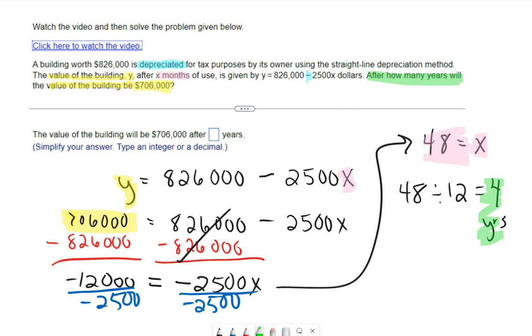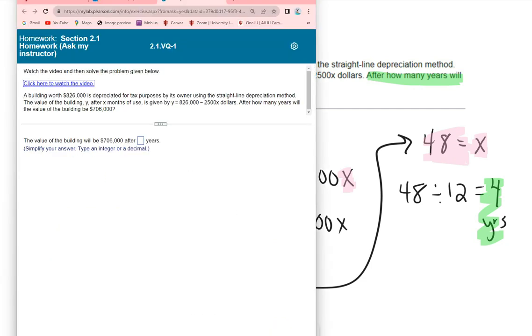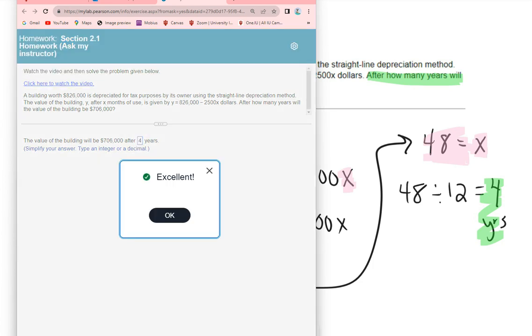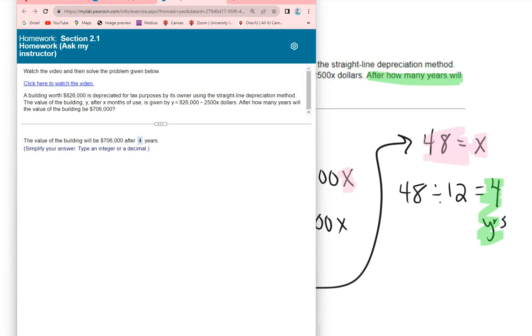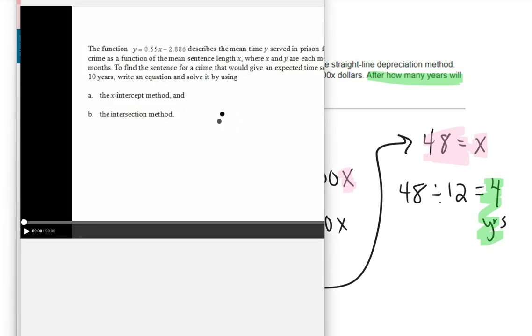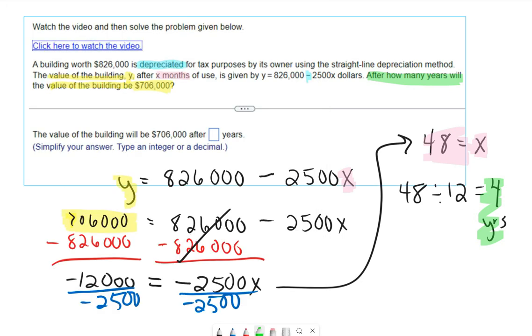So I'm going to jump over here to my math lab, and type in the 4, enter, and excellent. So I hope that makes sense. Again, this video is optional. You can click on it, it opens up, and you can see right here it's a 10-minute video. But it describes the mean time served, and they do take you through and show you how to do it on the calculator. Remember, I said we're not doing the intercept method, we're just doing the intersection method. We really only need one method on our calculator, and I prefer the second one. So anyway, or you can just do the algebra.